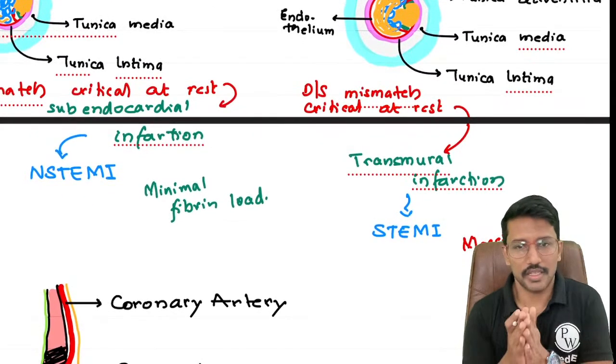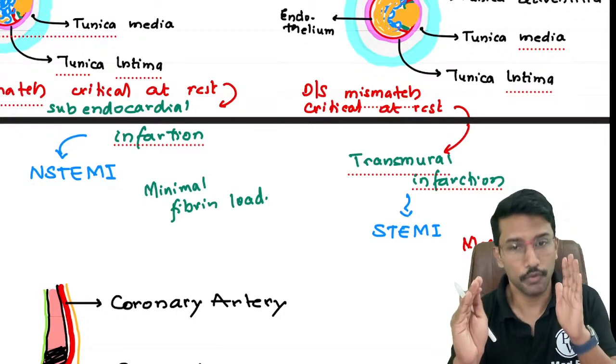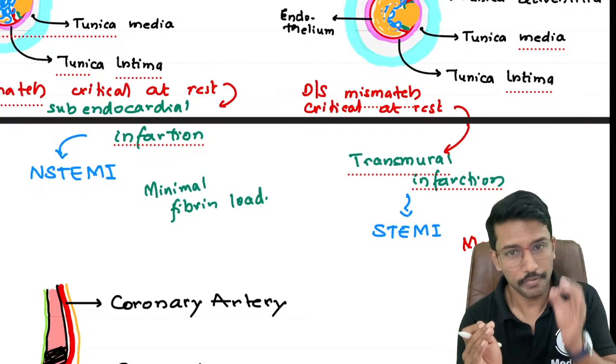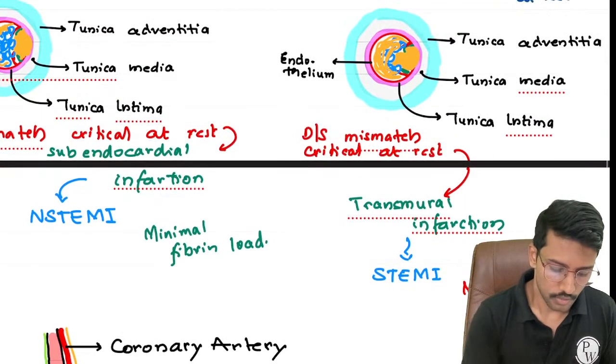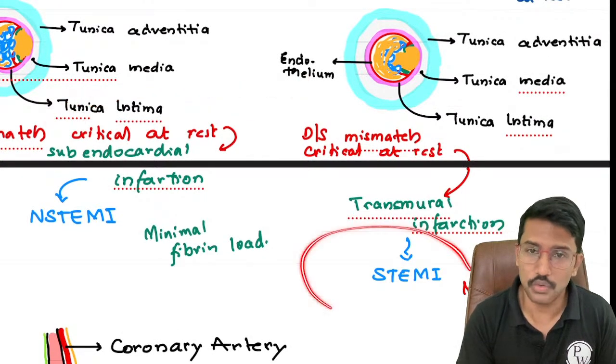In unstable angina, the myocardium is suffering from ischemia. It is not dead yet. If you treat it, you can save it. If I do not address it, then it will go on to become NSTEMI. If I do not address it, it can transform into STEMI.